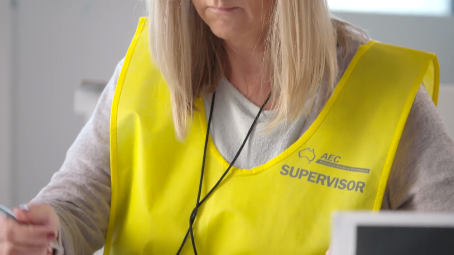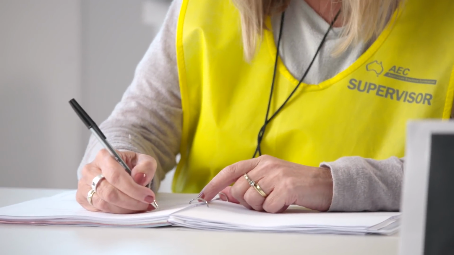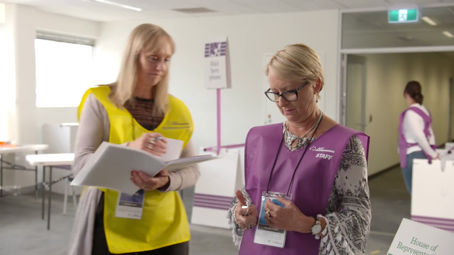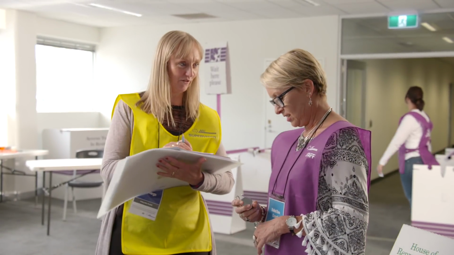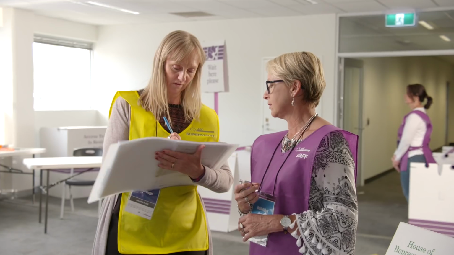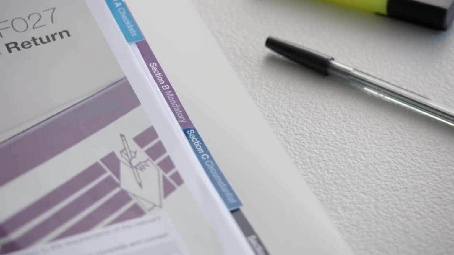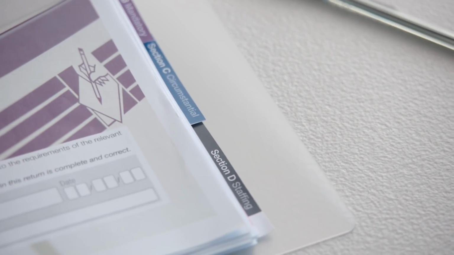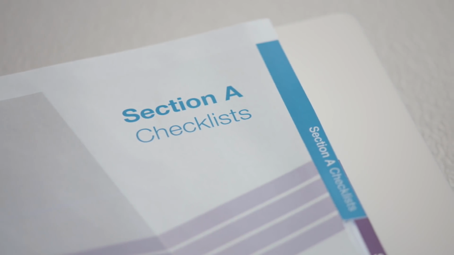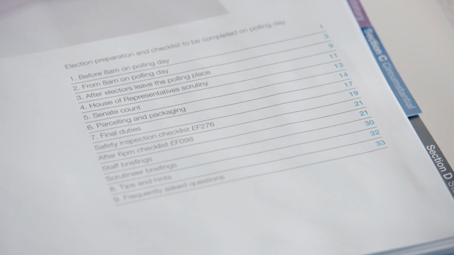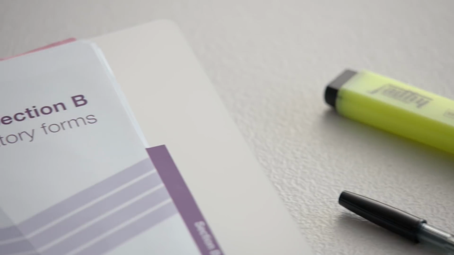On election day, the OIC Return is used to assist in the management of the polling place. You should have the OIC Return with you at all times and refer to it regularly. The OIC Return is separated into 4 sections. Section A provides a list of the tasks that need to be undertaken before, during and after polling. This section will refer the OIC to forms in other sections when needed.